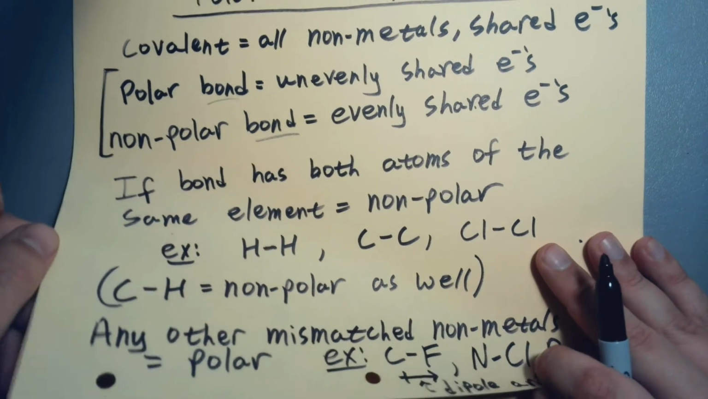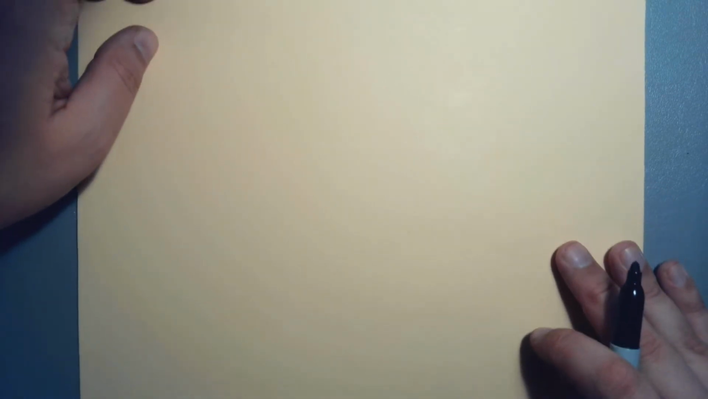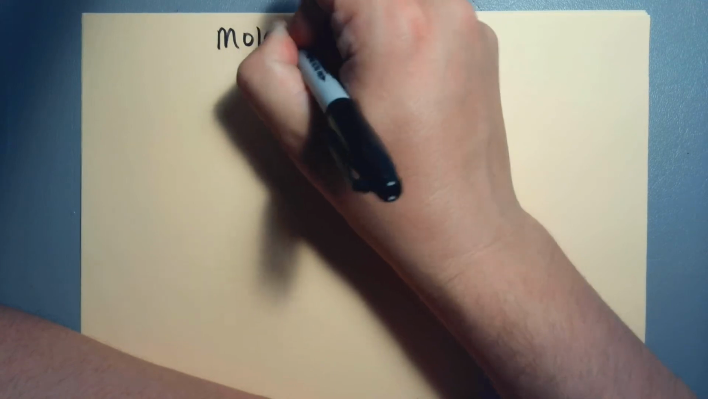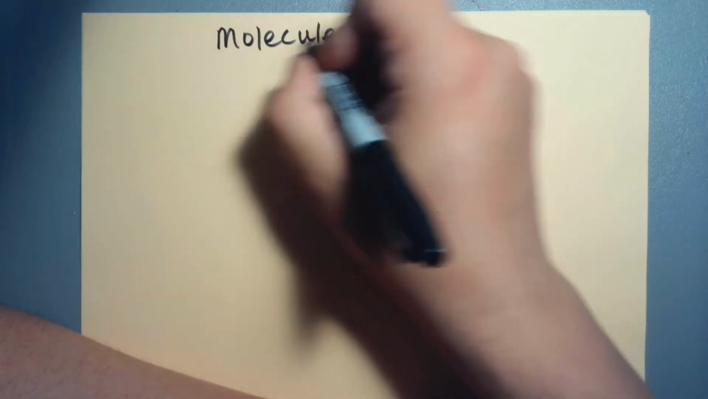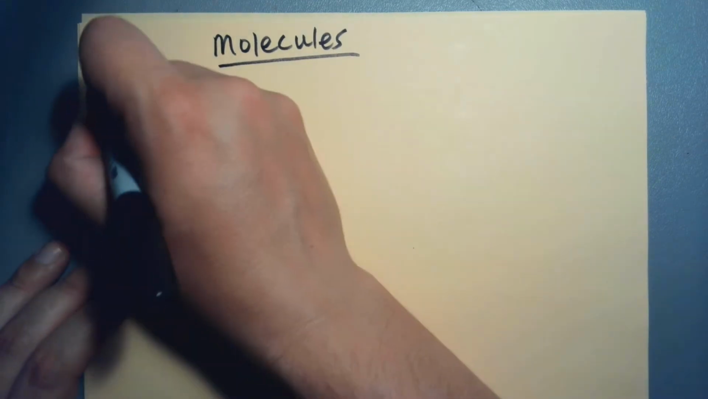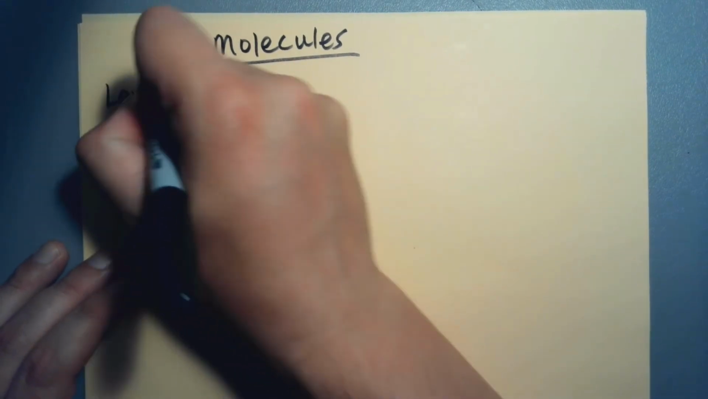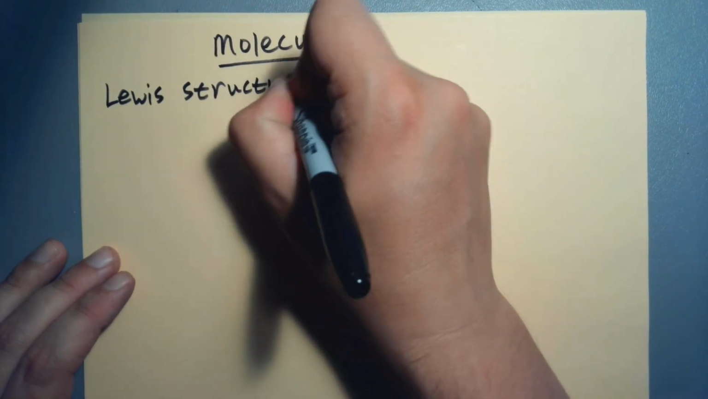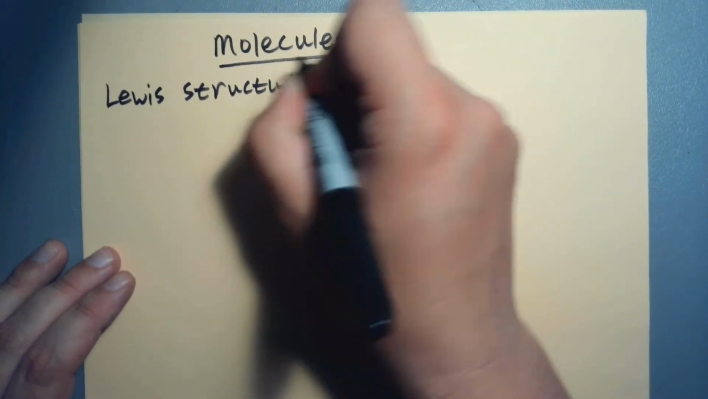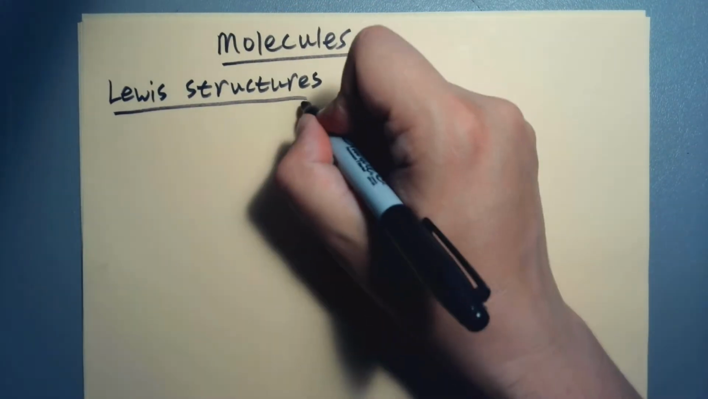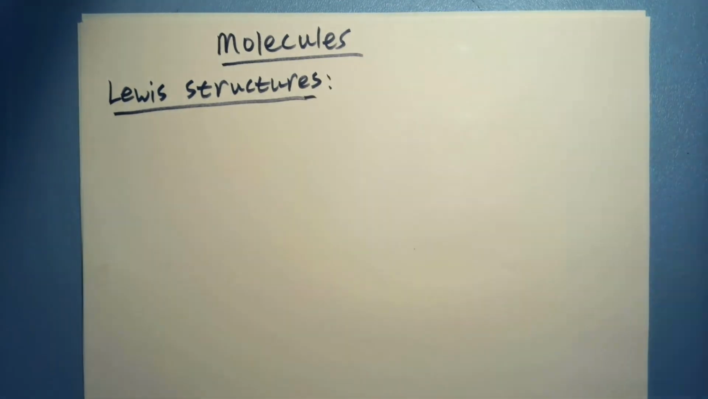Alright? So now let's start talking about molecules. Before we get into it too much, we're going to talk about the Lewis structures. And then we're going to talk about labeling polarity, and we're going to bring that dipole arrow back. Okay, so we had Lewis structures for atoms. Now we're going to do Lewis structures for molecules.